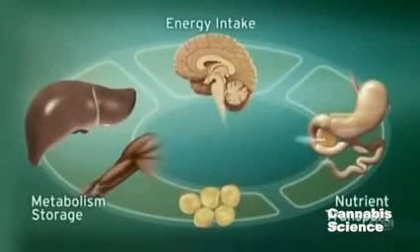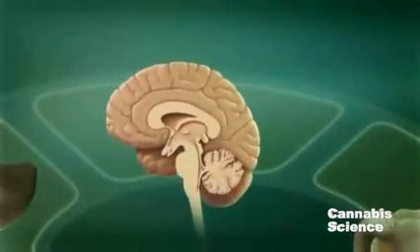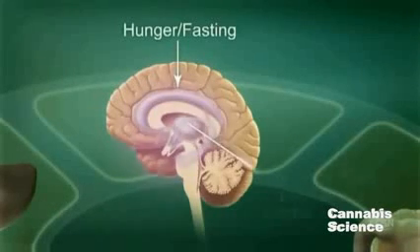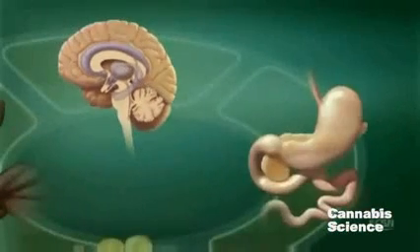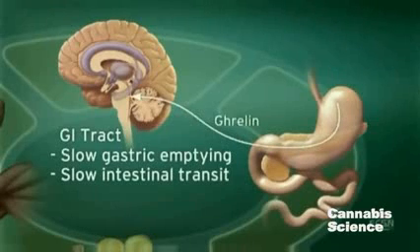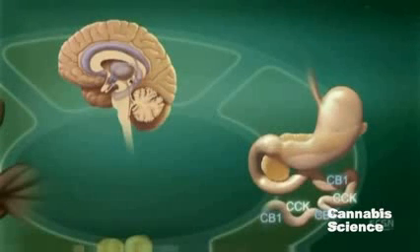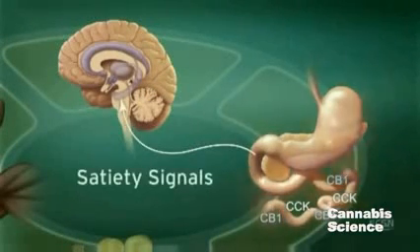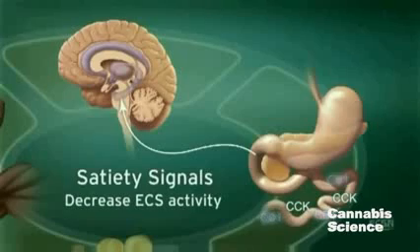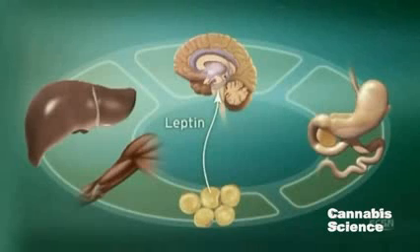Endocannabinoid system activity in the central nervous system regulates food intake. For example, ECS stimulation by hunger and fasting signals stimulates appetite and increases the palatability of food. Endocannabinoids slow gastric emptying and GI transit and appear to stimulate secretion of ghrelin, a neuropeptide that increases appetite and food intake. After eating, cholecystokinin in the duodenum triggers satiety signals. Subsequently, ECS activity is decreased through suppression of CB1 expression. An increase in the adiposity hormone leptin decreases endocannabinoid levels in the hypothalamus and decreases food intake.